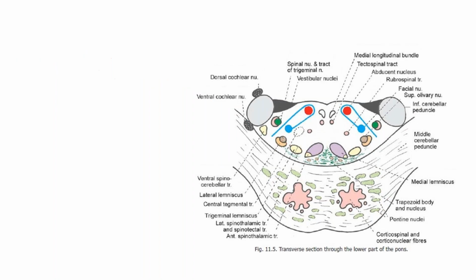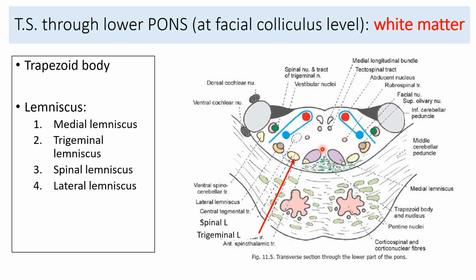So those were the gray matter nuclei starting from the cranial nerve nuclei level, and then I showed you the trapezoid body nucleus, and the nucleus of tractus solitarius and superior salivatory nucleus. So those were the gray matter nuclei. Now we talk about the white matter of the pons. So white matter of the pons are arranged in two, that is trapezoid body and the lemniscal system.